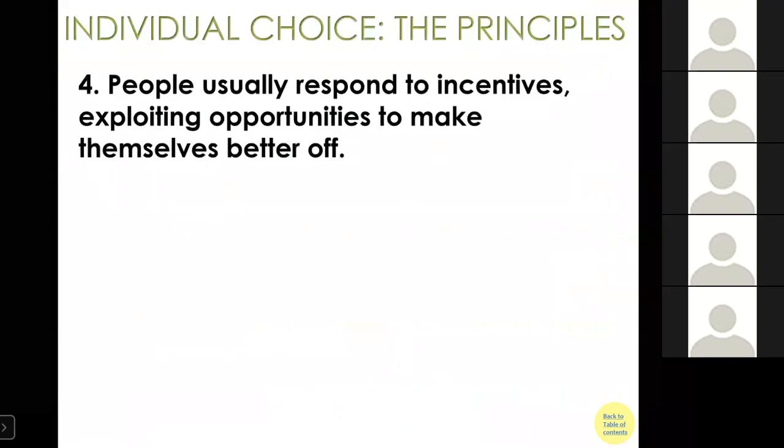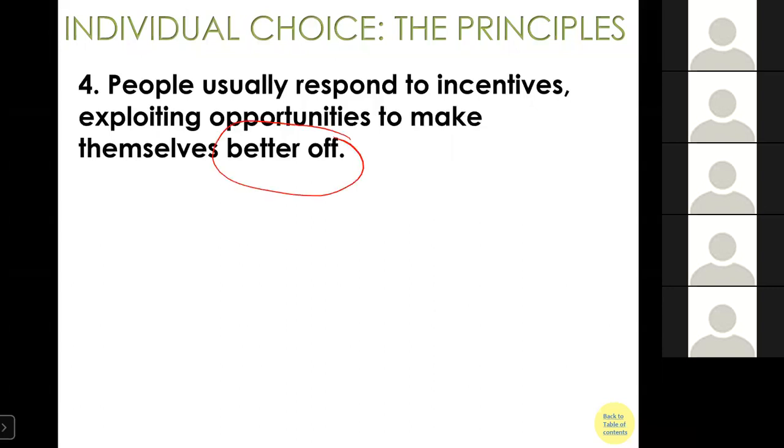The fourth principle: people usually respond to incentives, exploiting opportunities to make themselves better off. Here I want to emphasize that everyone behaves in their own best interest. That naturally leads to a concept we are going to discuss later, called the invisible hand. This invisible hand is going to use this principle.